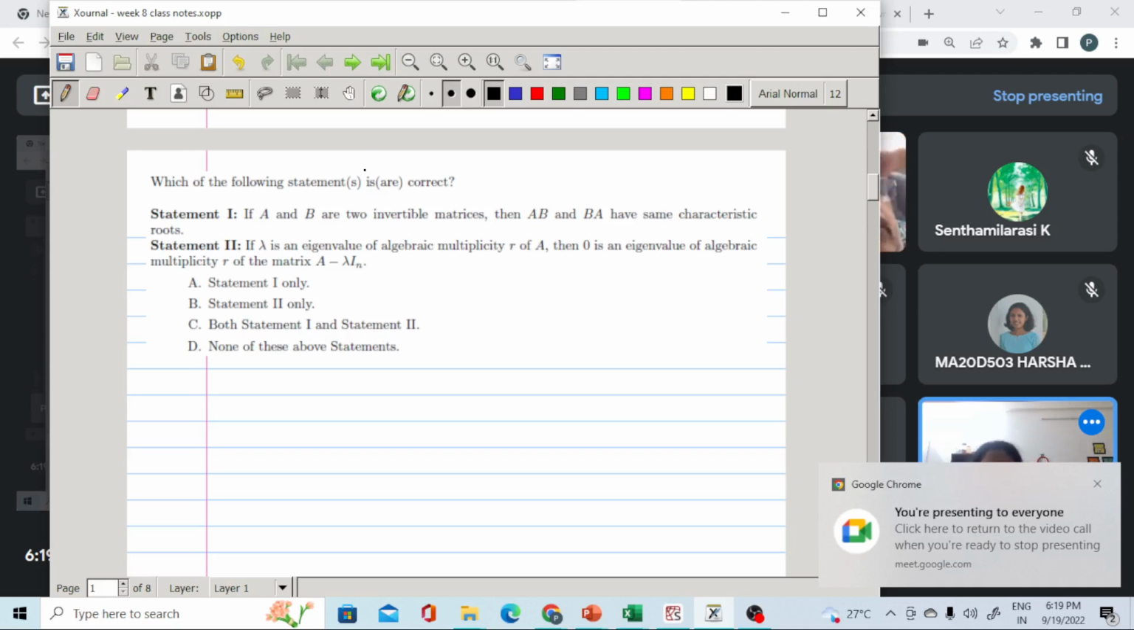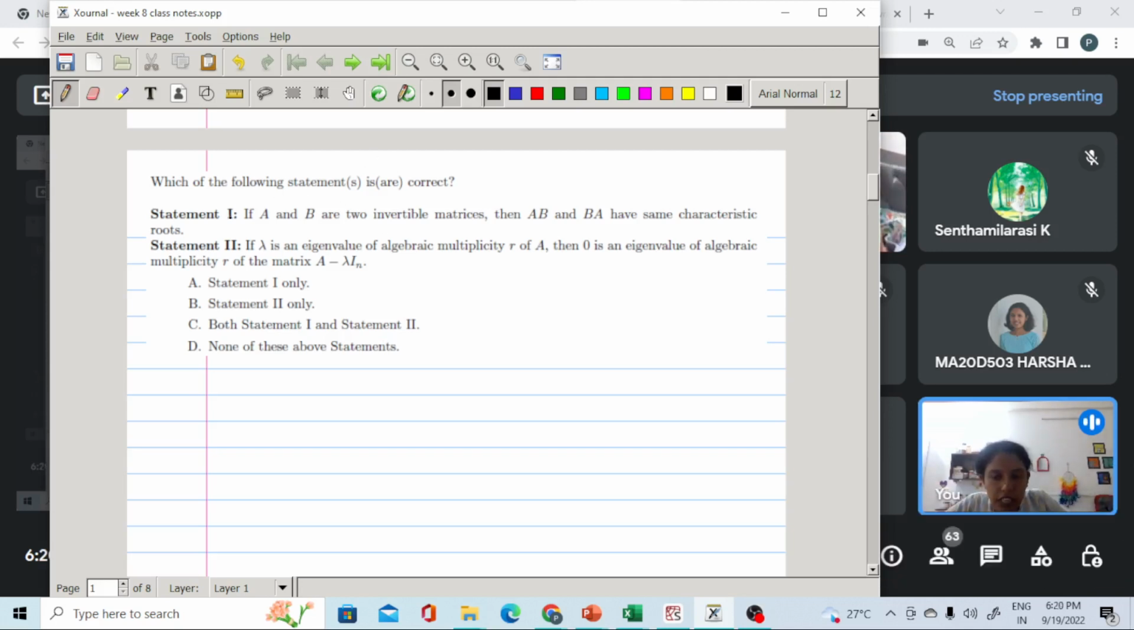Here, two statements are given. The first statement says that A and B are two invertible matrices, then AB and BA have the same characteristic roots. We have to check whether this statement is true or not. What is your guess? Any guess whether it is true or not?